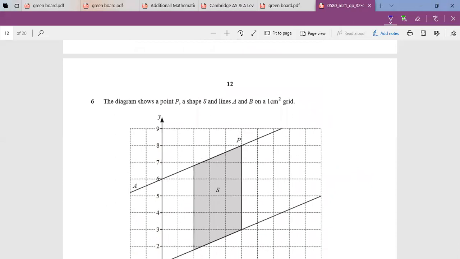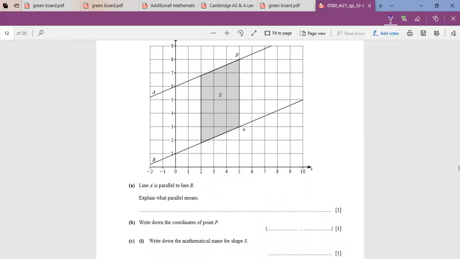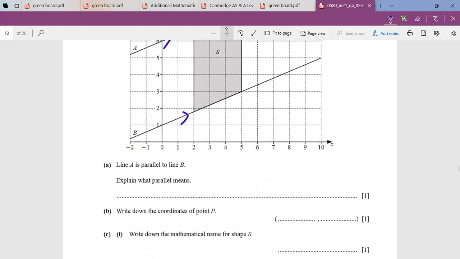Okay, so the diagram shows a point P, a shape S, and the lines A and B on a 1 square centimeter grid. Line A is parallel to line B, we are able to see that this line, they're saying it is parallel to that. Explain what parallel lines means. So parallel lines simply means the lines have got no point of intersection, right?